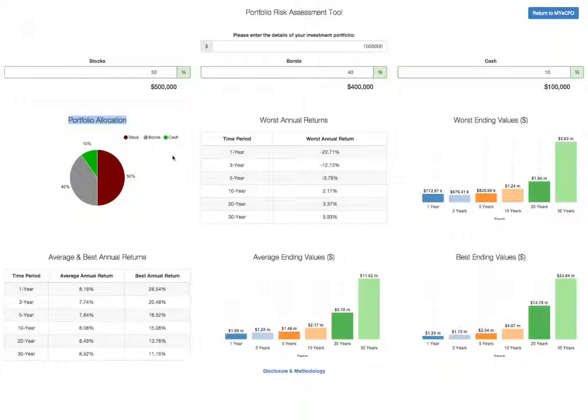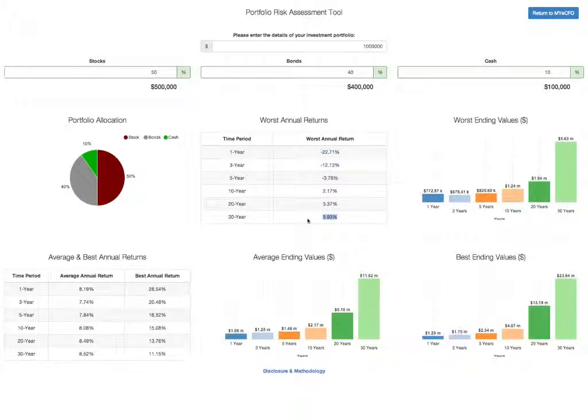The two tables, or the two figures that I want to point out are most important when thinking about portfolio risk, are the worst annual returns and the worst ending values. So the worst annual returns provides a table that looks at historical data, 1929 to 2013, of U.S. stock returns, bond returns, and treasury bill returns for cash, and tells you what the return would have been on an annual basis. So here we see that your portfolio in a worst case scenario would have given you about minus 22.7% in a 1 year period.